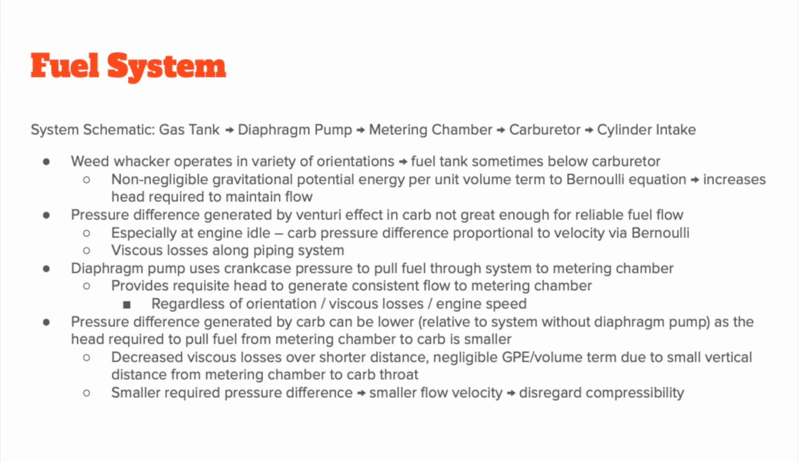The metering chamber acts as a staging area where the carb can reliably pull fuel from, benefiting from independence of physical orientation and decreased viscous losses due to the smaller distance from the metering chamber to the carb throat. This means that to maintain proper mixture, the carb can generate a smaller pressure difference, decreasing the required flow velocity, which is desirable as we can ignore the effects of compressible flow.